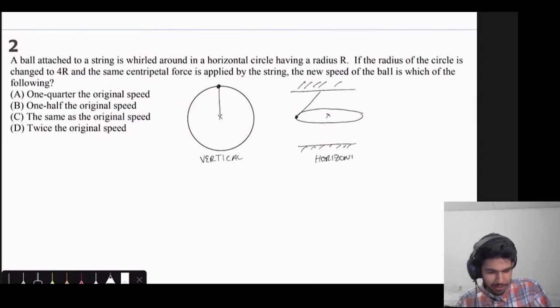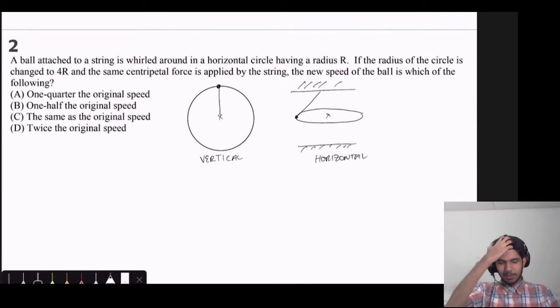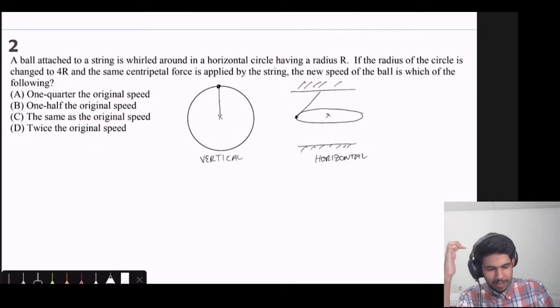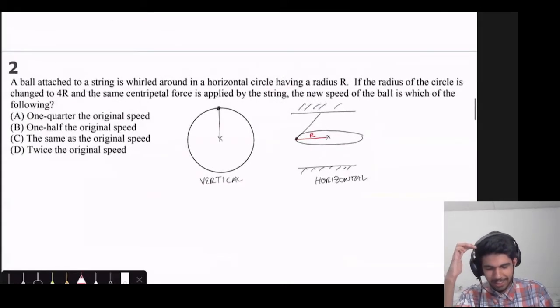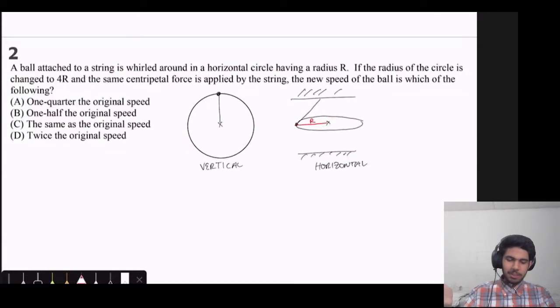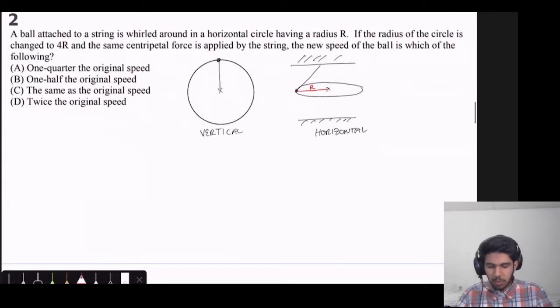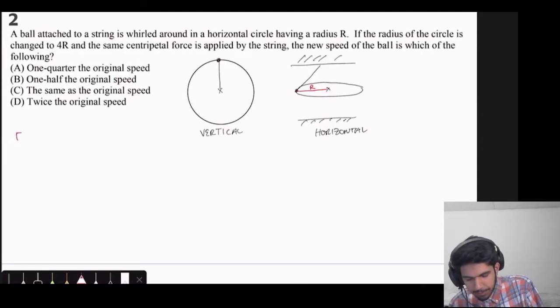So now we have to actually solve the question. What's going on here? The radius of the circle is currently r. So let's just zoom in here, and we have this radius being r. Brilliant. And then it gets changed to 4r, but let's not worry about that too much yet. Let's just first figure out what we know thus far. Well, we reference centripetal force, and that stays constant between the two settings. So what do we remember about centripetal force?